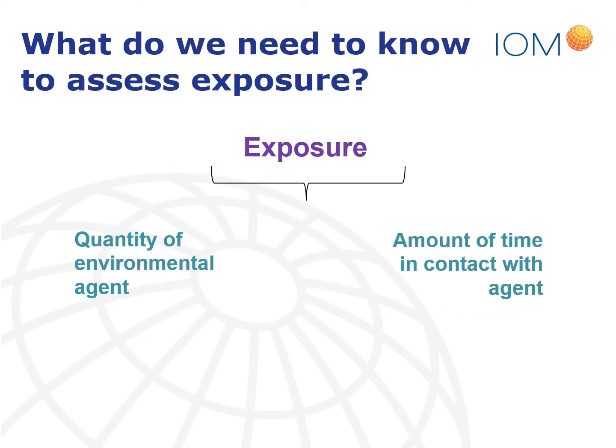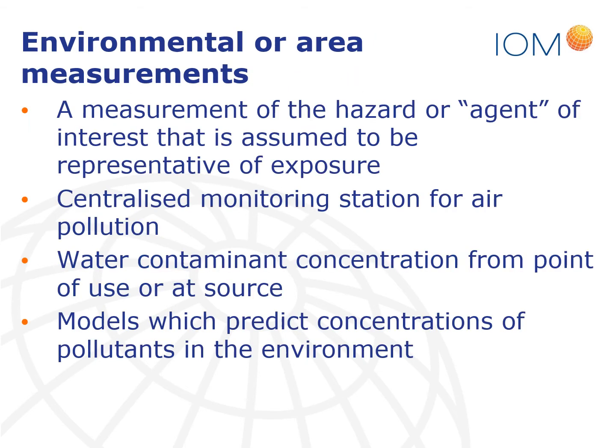There are two key factors that we need to assess exposure: the quantity of the agent in the environment, usually what we refer to as an environmental concentration, and the amount of contact a person has with the agent, usually referred to as an exposure factor. The quantity of the environmental agent can be ascertained by direct measurement, for example, through air pollution monitoring stations or analyzing water collected from taps or at the source. Sometimes we cannot sample everywhere or at all times, so we use models to predict what levels of pollutants we expect to find in the environment.